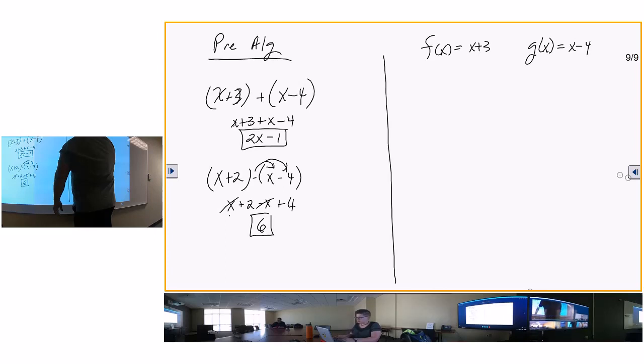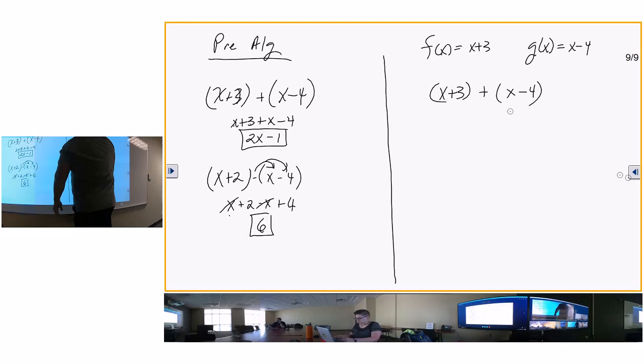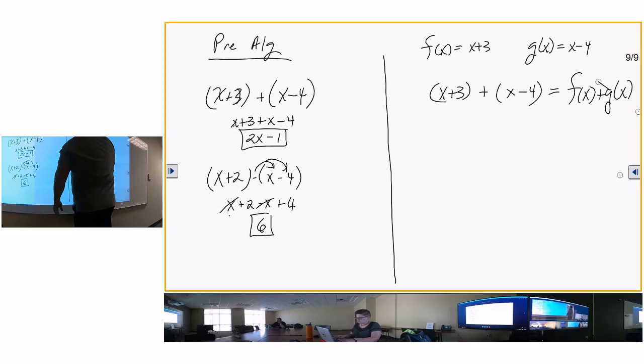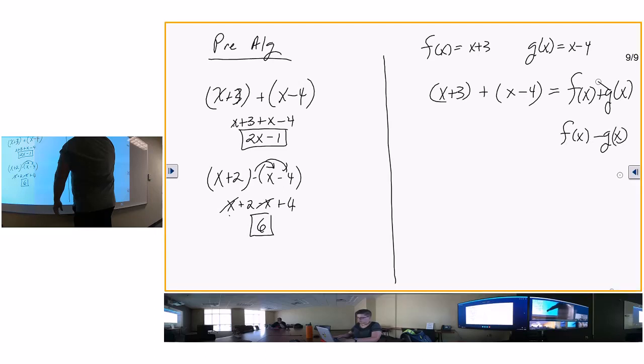All right. So here we just do x plus 3 plus x minus 4. But how is that written? It's written like this: f of x plus g of x. That's the best way to write it. f of x minus g of x. Same thing. You're going to get this right here.